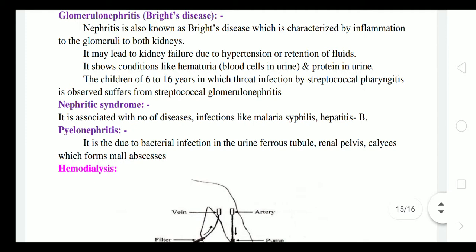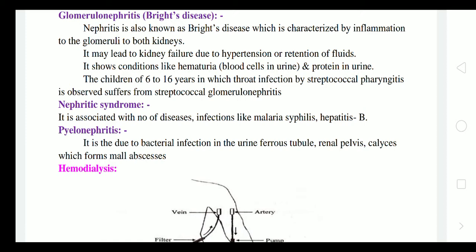Glomerulonephritis, that is, Bright's disease. Nephritis is also known as Bright's disease, which is characterized by inflammation of the glomeruli of both kidneys. It may lead to kidney failure due to hypertension, high blood pressure, or retention of fluids, that means a smaller amount of fluid leaving the blood. It shows conditions like hematuria, blood cells in urine, and protein in the urine, that is proteinuria.